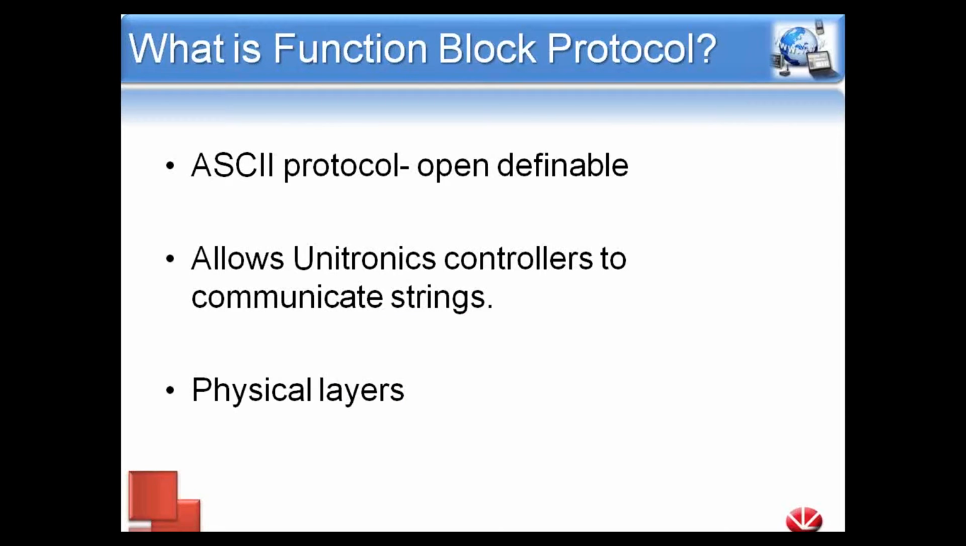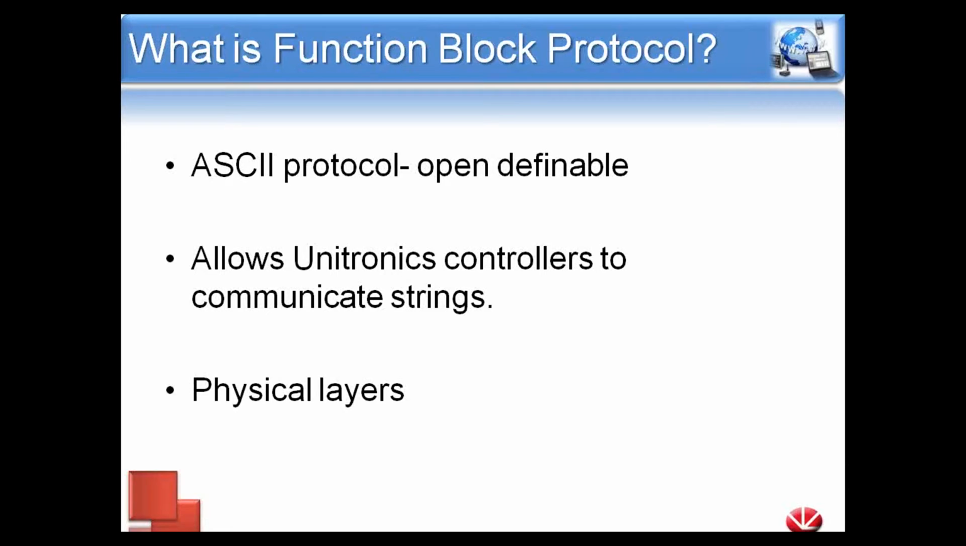Now we'll begin to talk about Function Block Protocol. It's also known as ASCII Protocol, and it allows Unitronics controllers to communicate ASCII characters or strings. The protocol is open and definable, meaning that inside of VisiLogic, we will define the ASCII messages that we are expecting to receive, as well as the ASCII messages that we are going to send. The physical layers supported are serial, RS-232 and RS-485, as well as Ethernet.